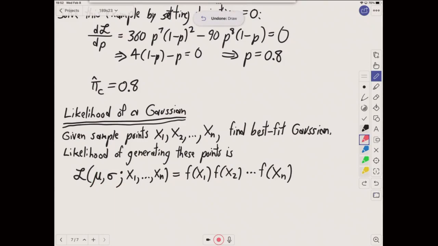One thing that makes this a little tricky is that when you multiply a bunch of things together, it's not quite so obvious how to optimize that. What we're going to do, though, is just take the logarithm of that, and that'll turn all those multiplications into additions, which makes optimizing a lot easier.